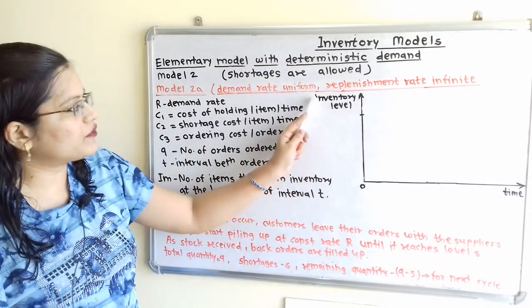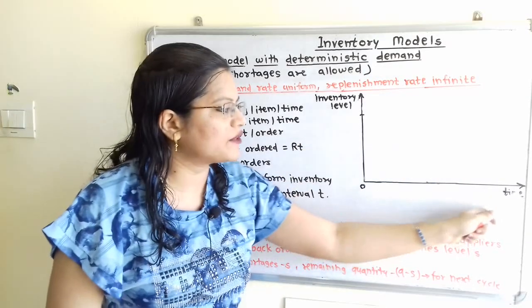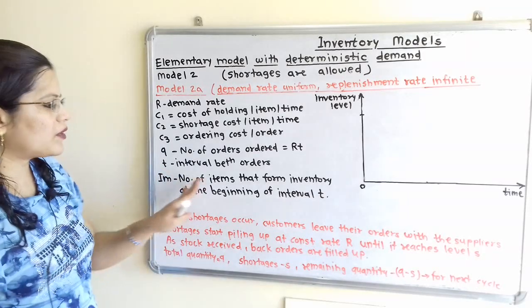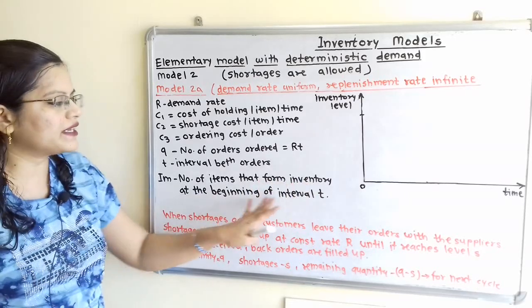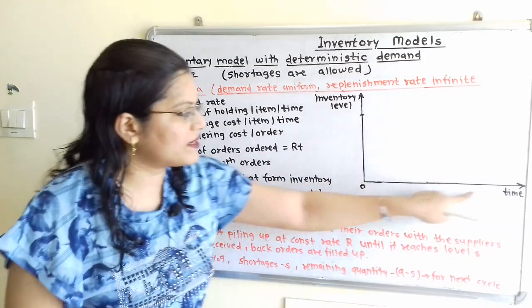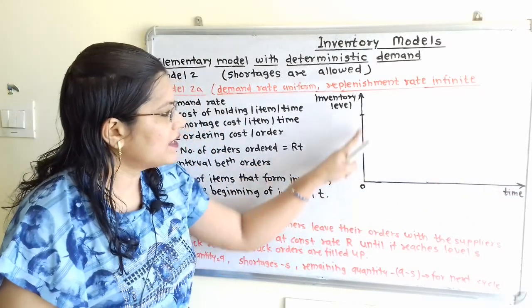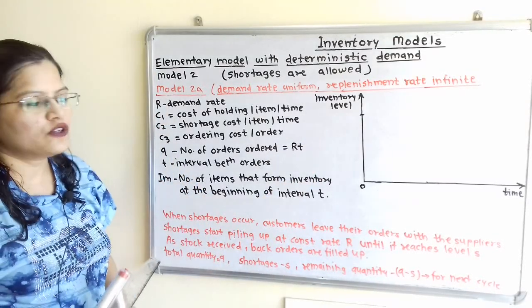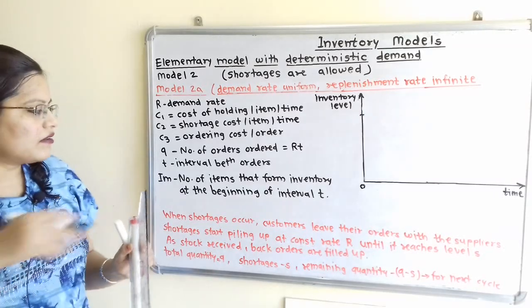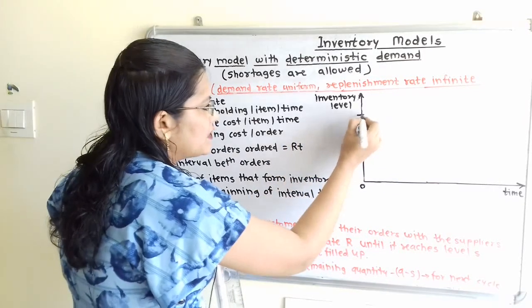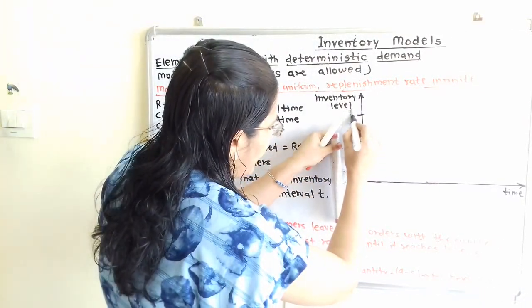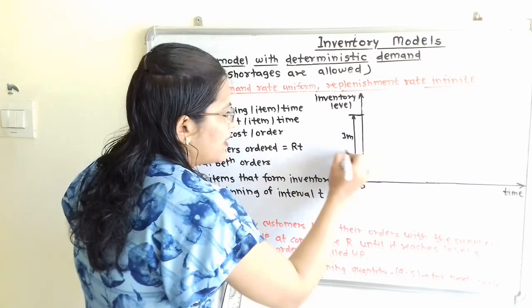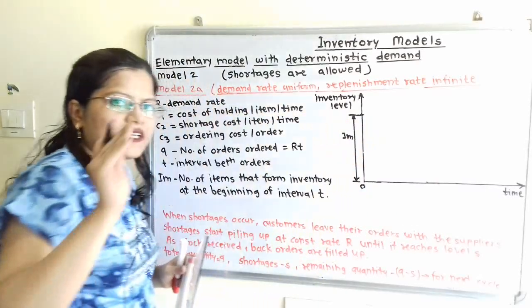For that, on the vertical line we have to show inventory level and on the horizontal line we have to show time. Now the first parameter that we have to consider is IM, that is the number of items that form inventory at the beginning of interval T. So here, the beginning of interval T means this is the initial line, and on this vertical line we have to show some level of the inventory, and that is nothing but IM. So suppose initially the number of items that form inventory is up to this point. For this point I will show here IM, with the help of the vertical line, that is inventory IM is available up to this point initially.